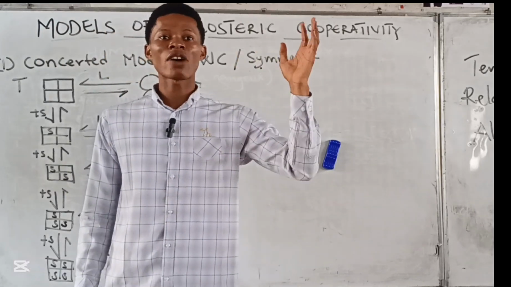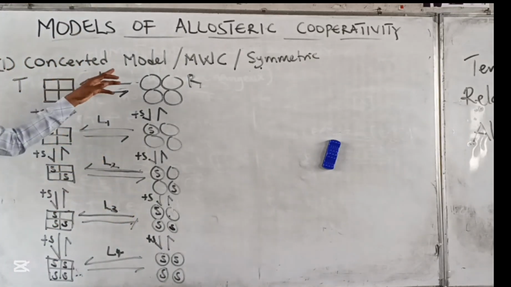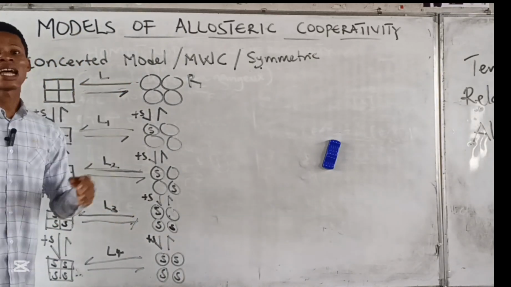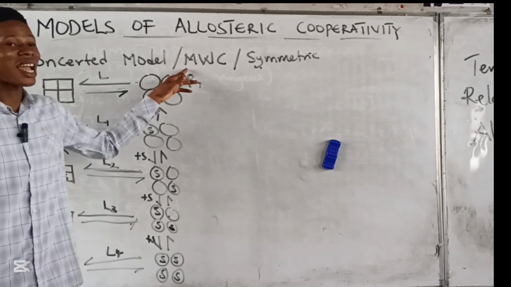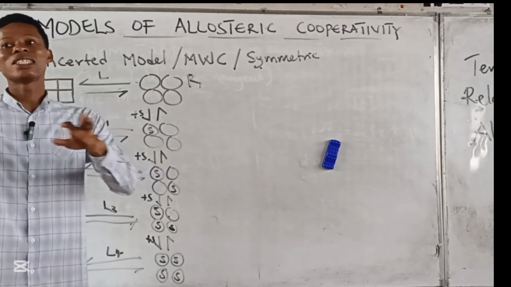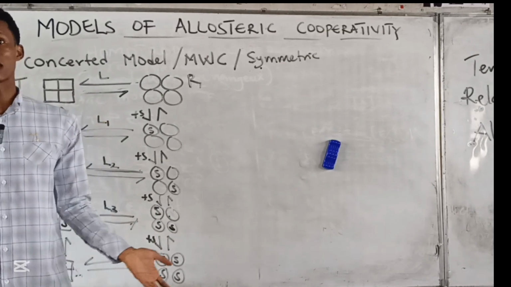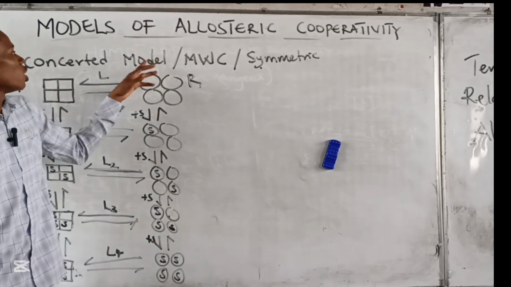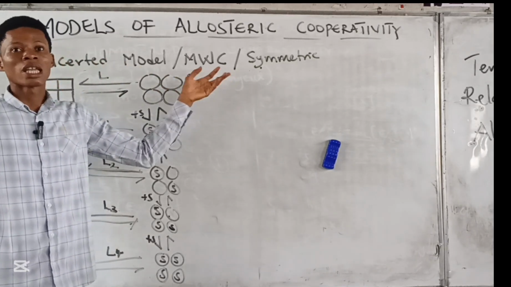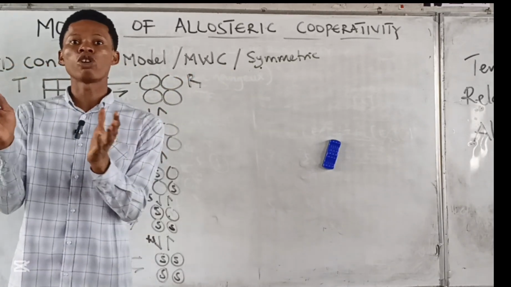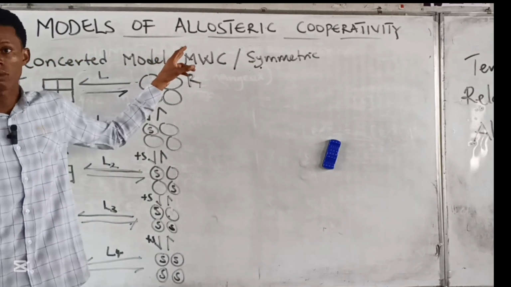The first one here is the concerted model. If you don't want to call it the concerted model, you can also call it the MWC model. Please, this is a typical exam question. Just like I told you, if it's not going to come out, I will not take it now. If you don't call it the concerted model, you call it the MWC model. And this MWC is a contraction of the names of the three persons that brought about this model.